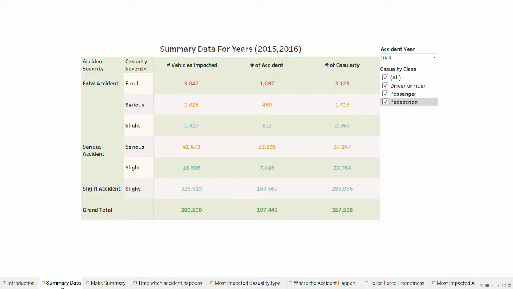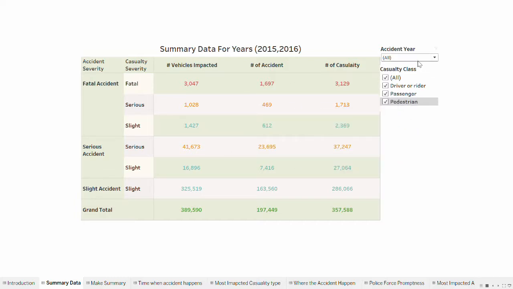The summary data has two buckets in which we want to categorize the data. What is the accident severity type and what is the casualty severity type? And the data that we are trying to plot is the number of vehicles impacted, the number of accidents that have happened, and the number of casualties. So if the accident is fatal, how many fatal casualties happen, how many serious casualties happen, how many slight casualties happen. So this is the data bifurcation.